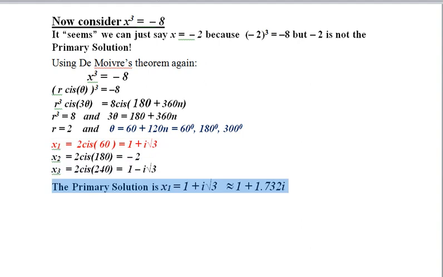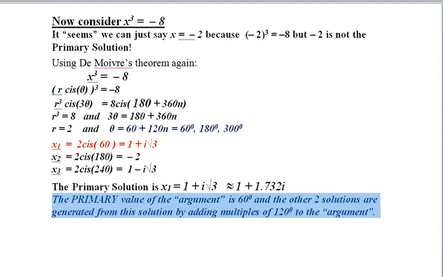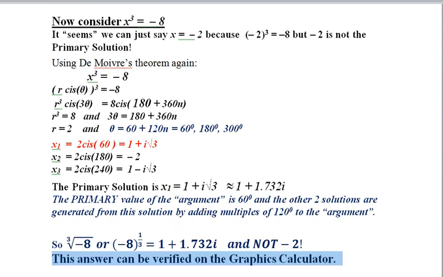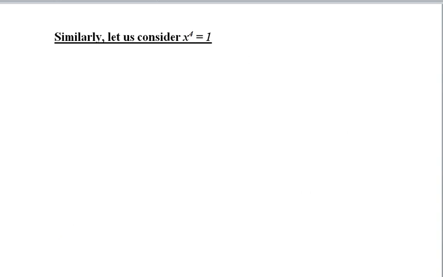The primary solution is x1 equals 1 plus i root 3. The primary value of the argument in this case is 60 degrees, and the other two solutions are generated from this solution by adding multiples of 120 degrees to the argument. So the cube root of negative 8 is actually 1 plus 1.732i and not negative 2. This answer can be verified on the graphics calculator.